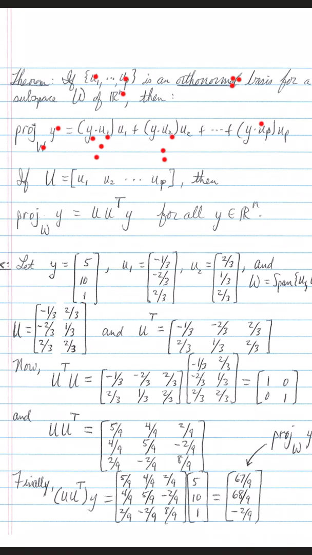We're going to let capital U be the matrix of those p vectors in this set. And then once we've defined matrix U using each of the unit orthogonal vectors, the projection of y on subspace W can be calculated by matrix U times its transpose times the original vector y, and that's for any vector y in Rn. Let's jump right into an example. We're going to let vector y be 5, 10, 1.